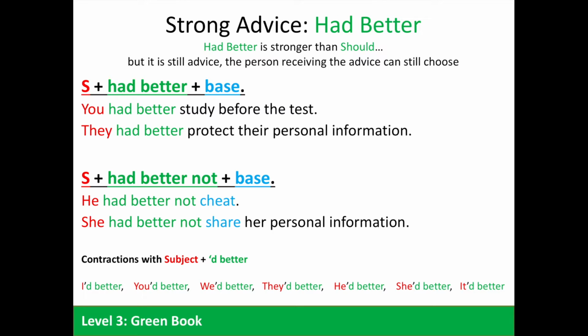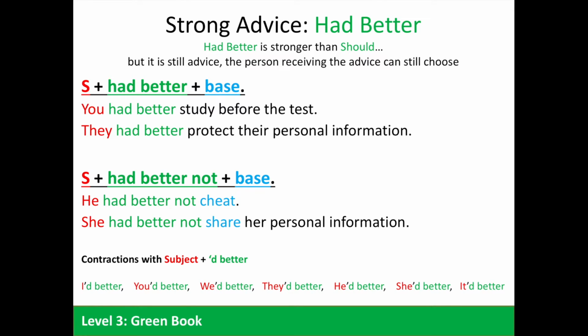To give strong advice, we can use the modal had better. So again, had better is stronger than should and ought to, but it's still advice. The person receiving the advice can still choose. In statements using had better, the structure is as follows. Start with a subject, followed by had better, and then the base verb. Let's look at some examples.